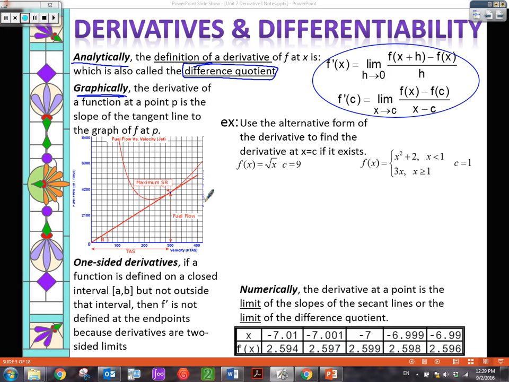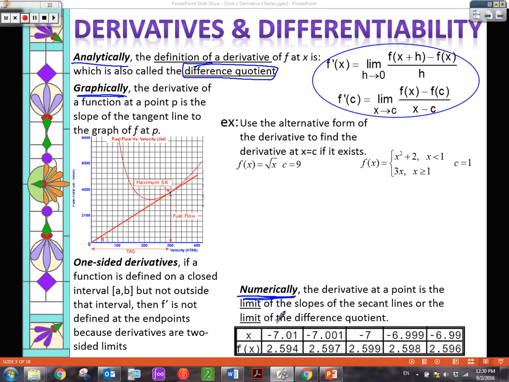The third way to represent a derivative is numerically. This is a little bit more of a formal way. We don't really use the numeric technique for derivatives very often. I mean, some, but not terribly often. The concept here is that the derivative is a point that's the limit of the slopes of the secant lines, or the limit of the difference quotient. It's a formal way to think about a derivative as a limit.